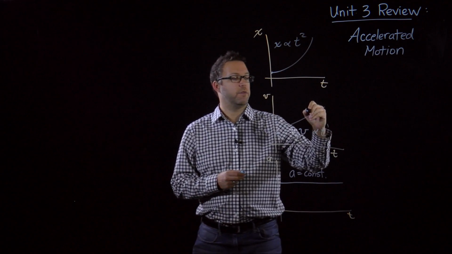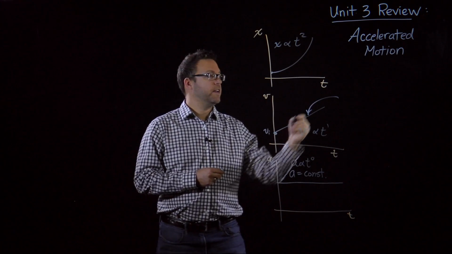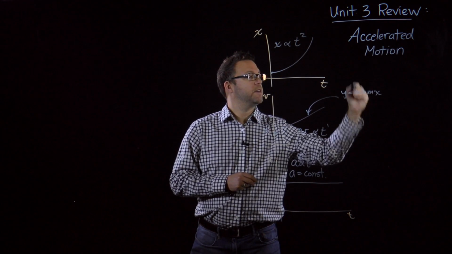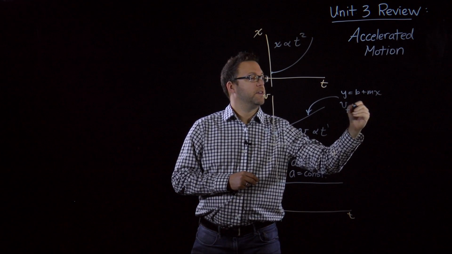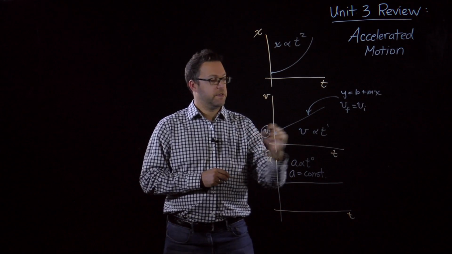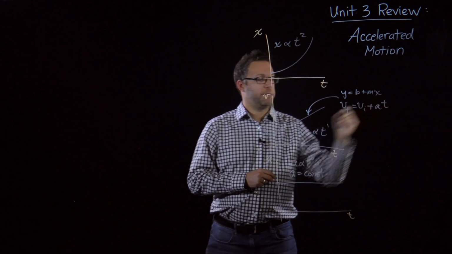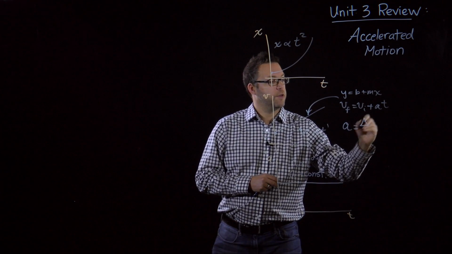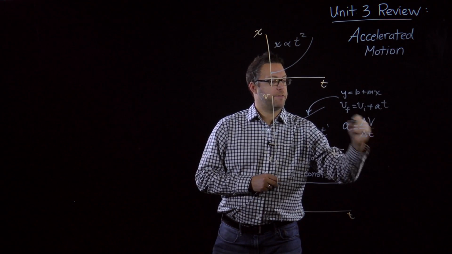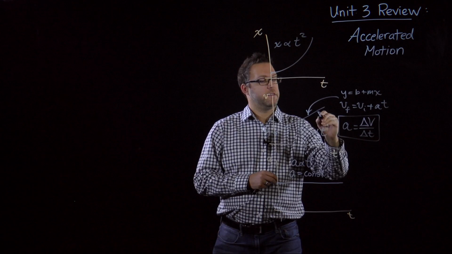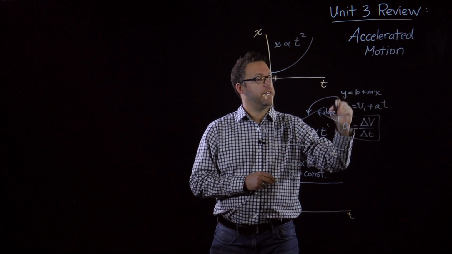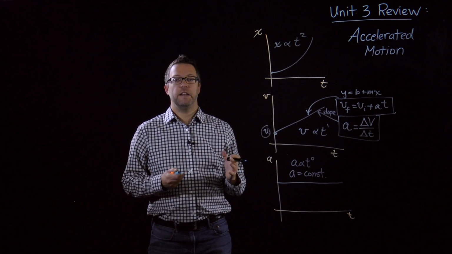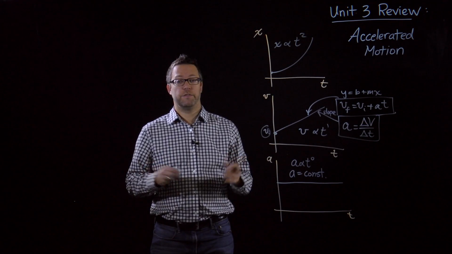Okay, now we also talked about the equations of motion, which tie into these graphs. And as a matter of fact, we can write the equation of this line. Instead of writing y equals mx plus b, we can write v final equals v initial plus acceleration times time. And then, of course, the acceleration is the slope of this velocity graph. So that's the slope. And this is our velocity equation.